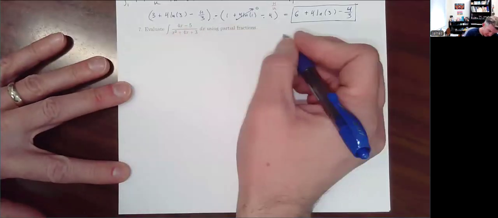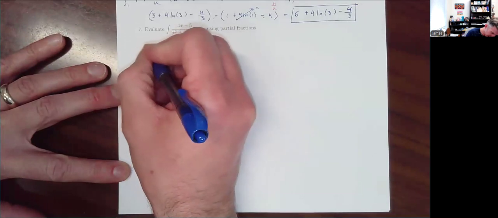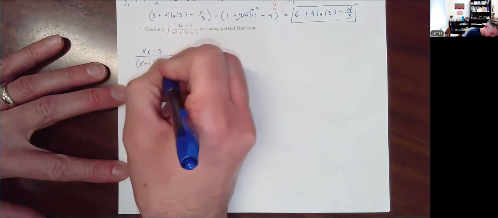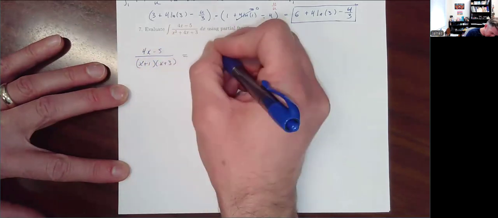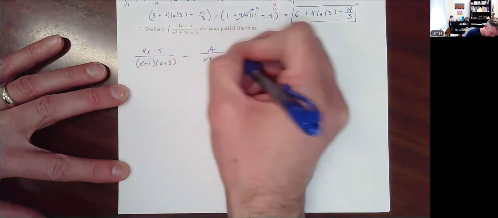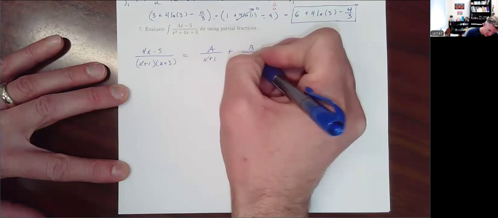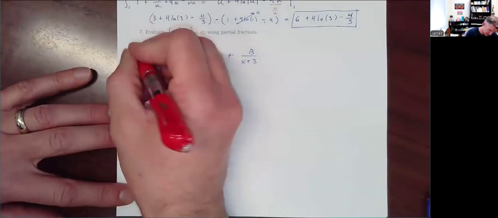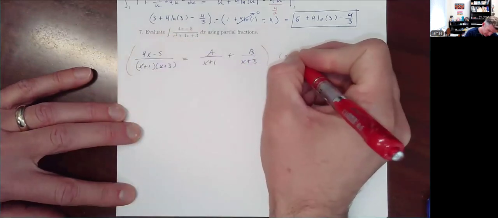So it says use partial fractions. We're going to factor the denominator as x plus 1 times x plus 3. We're going to set this equal to a over x plus 1 plus b over x plus 3. We're going to multiply both sides by the common denominator, so we're going to multiply both sides by x plus 1 times x plus 3.